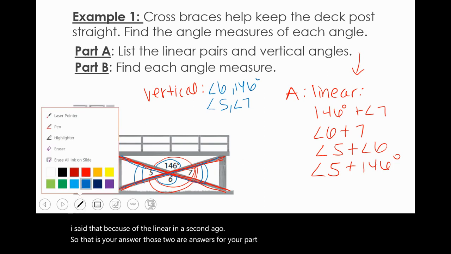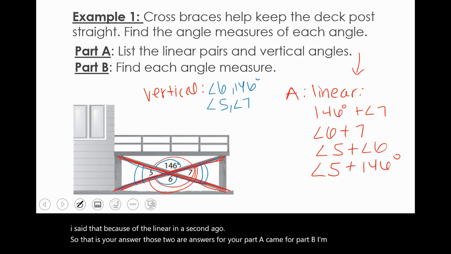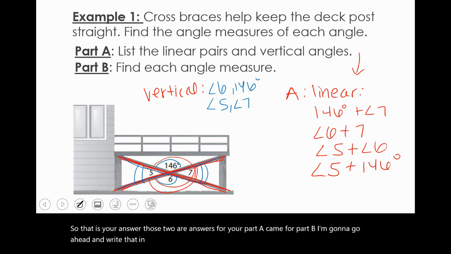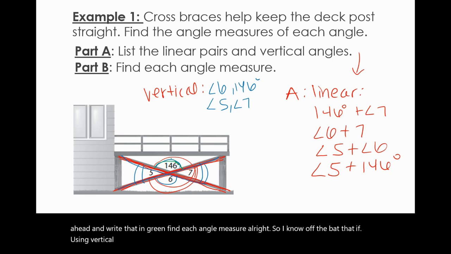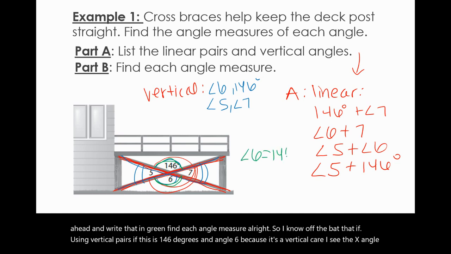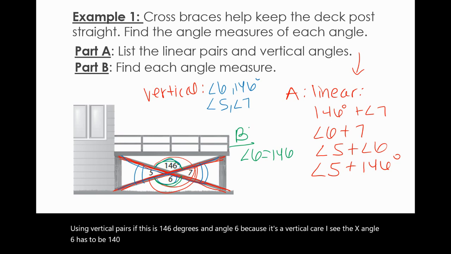Okay. For part B, I'm going to go ahead and write that in green. Find each angle measure. All right. I know off the bat that if using vertical pairs, if this is 146 degrees, then angle 6, because it's a vertical pair, I see the X, angle 6 has to be 146 degrees. This is my part B that I'm working on right now.